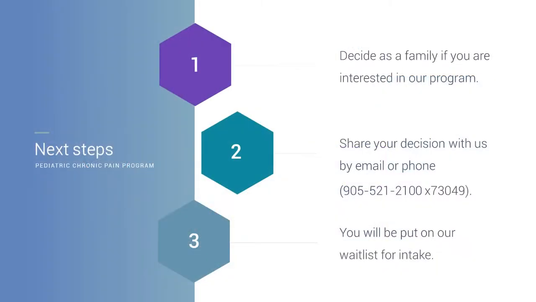Now that you've watched this presentation, decide as a family if you're interested in our program. Share your decision with us. You can do this by responding to the email from the clinic or by calling 905-521-2100, extension 73049. If you have any questions you need answered before you can decide, phone the clinic and someone will get back to you. Once you've confirmed that you want to attend our program, your name will be added to our waiting list. You'll be contacted in the future when an appointment becomes available.